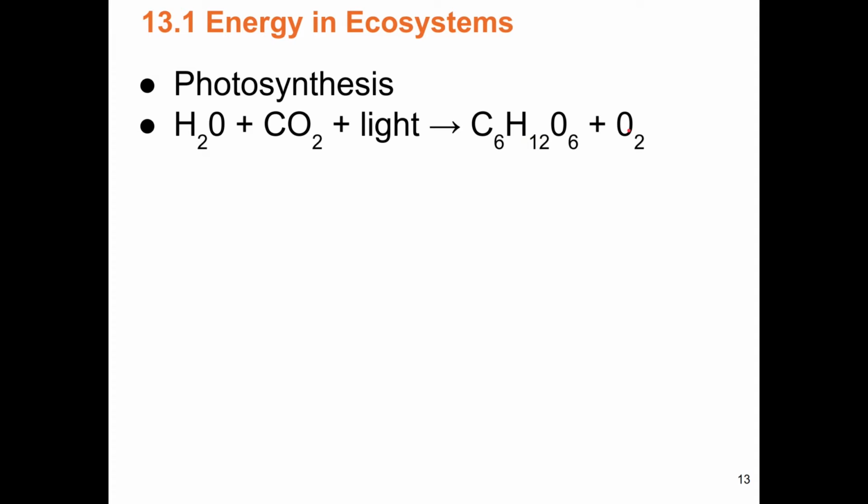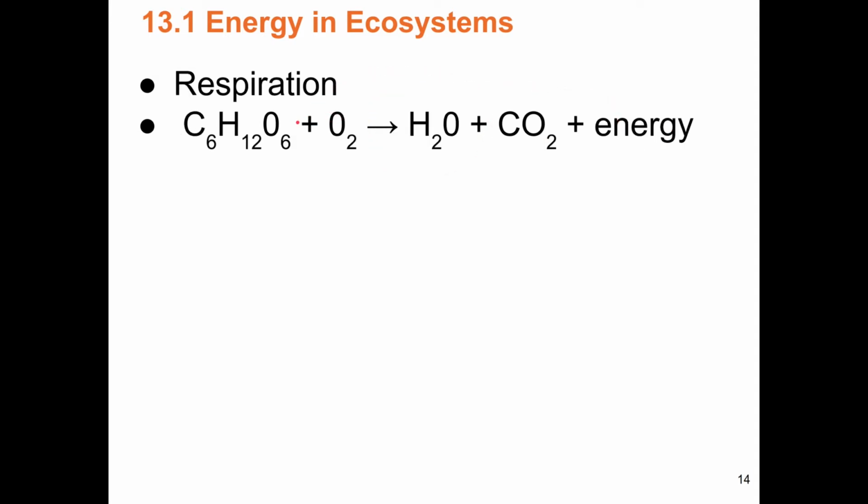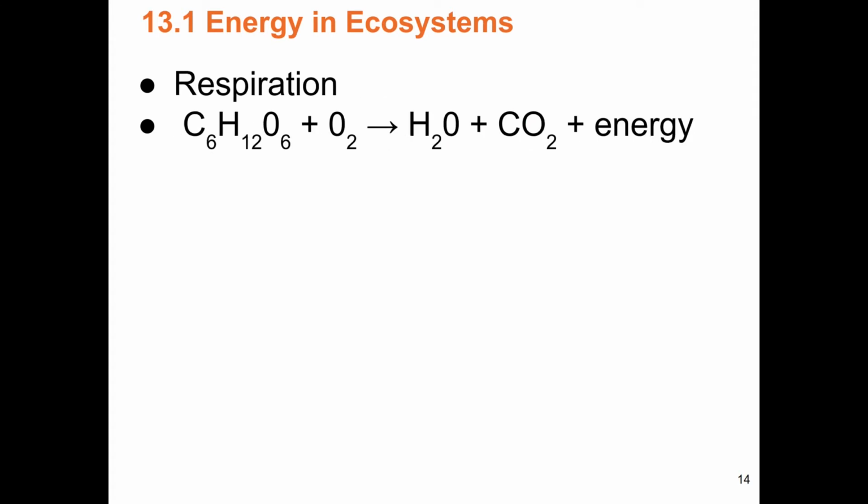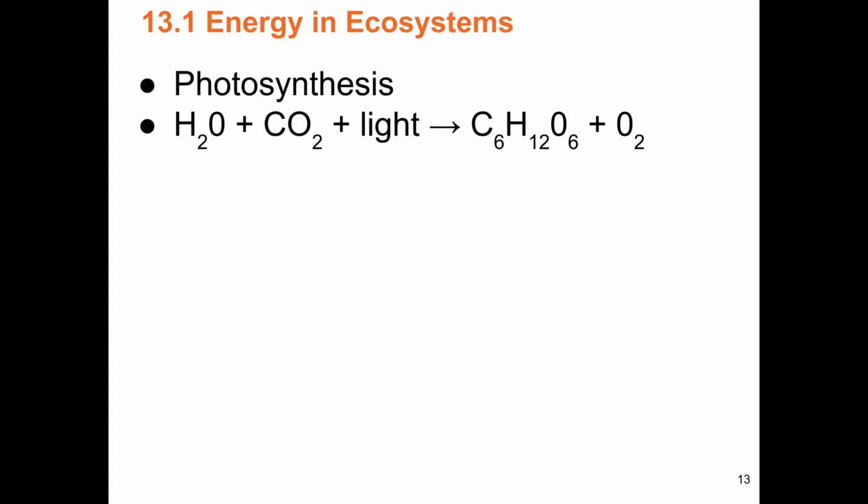And then plants can break down that sugar in a process called respiration, where they take sugar and oxygen and they break it down and they get energy that they can use. And the byproducts then are water and carbon dioxide. So photosynthesis and respiration are just mirror images of each other. Respiration is going from sugar and oxygen to water, carbon dioxide, and energy. And photosynthesis is air and water and energy making sugar and oxygen.